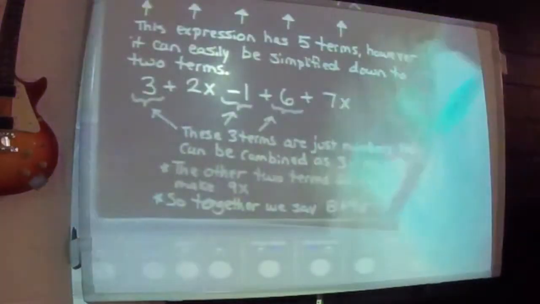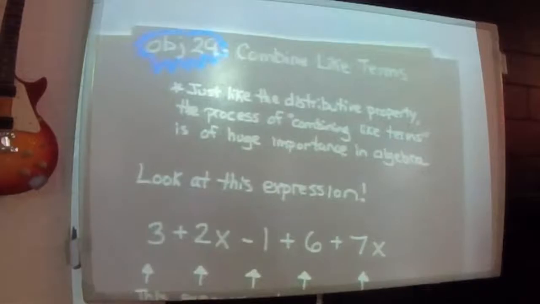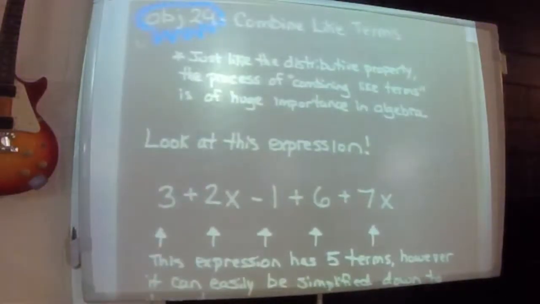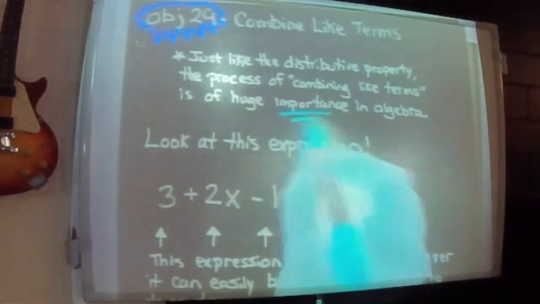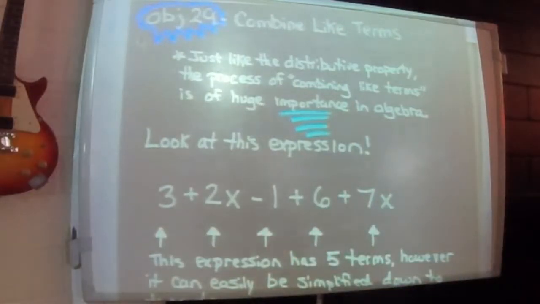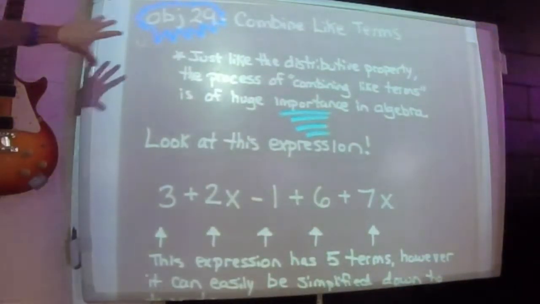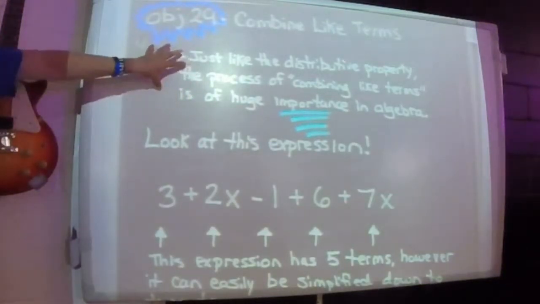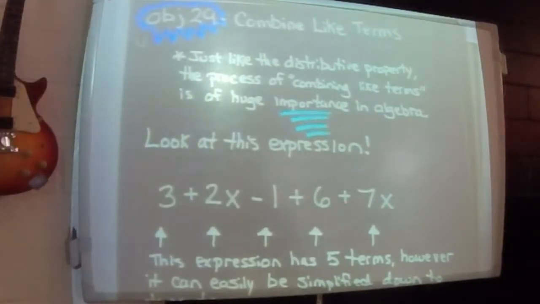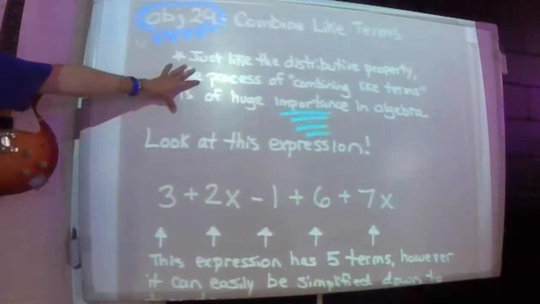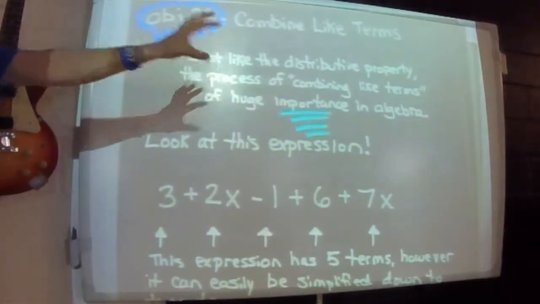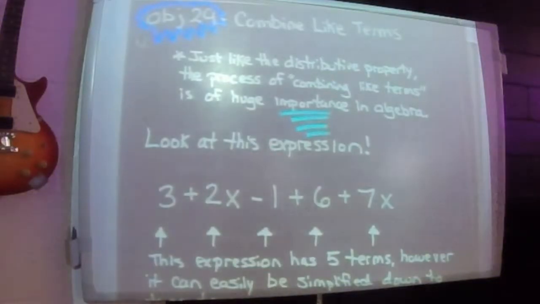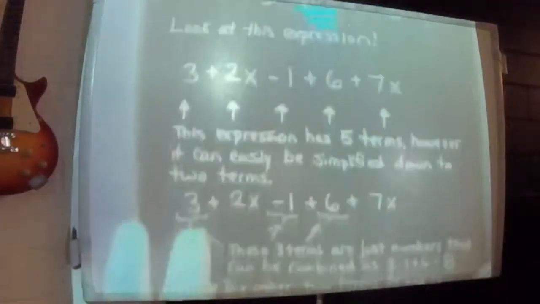Now, I want you to look at combining like terms. Just like distributive property, this one is very, very important. This concept you will need to do, not just in here. You're going to have to do it in geometry. You're going to have to do it in algebra too. And if you go on to trig or anything like that, you are definitely going to have to do it. Understanding what terms are, and then how we can put them together.